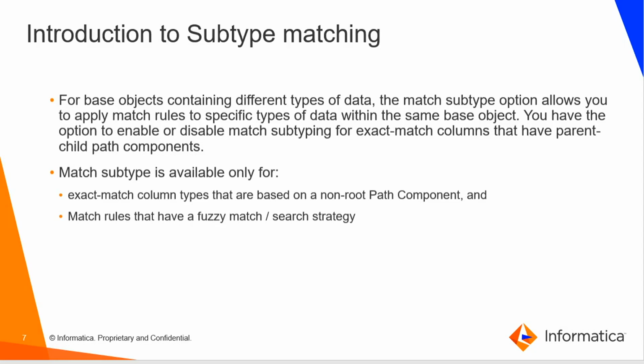Match subtype is available for exact match columns which have a non-root path component. That is, it has a match path to a child component. Also, the strategy should be fuzzy match strategy. So match subtype allows you to apply match rules to specific types of data based on the data present in the child table. Now we will see an example to understand this in a better way.